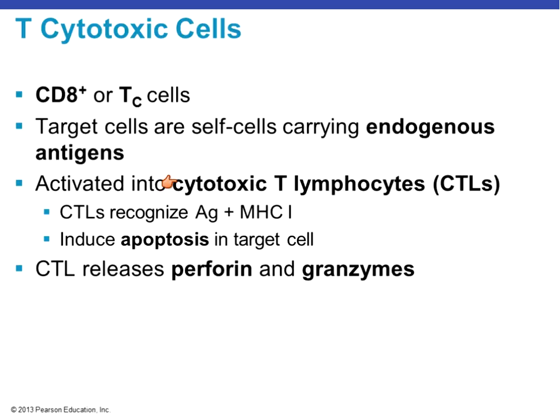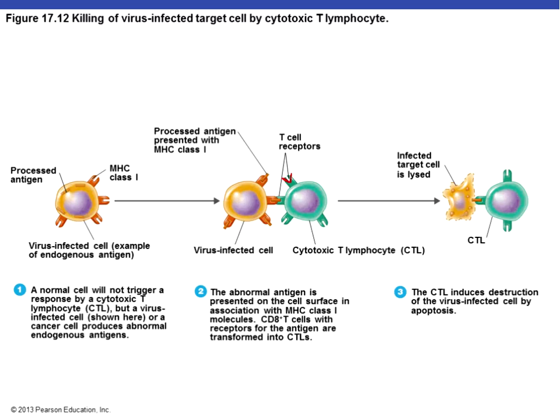So when a cytotoxic lymphocyte recognizes that, then it will induce apoptosis in that target cell. It will tell that cell, yes, you're right, you're sick, and it will have that cell undergo programmed cell death. Or the cytotoxic T cell can also release perforins and granzymes, which will kill the cell from the outside in.